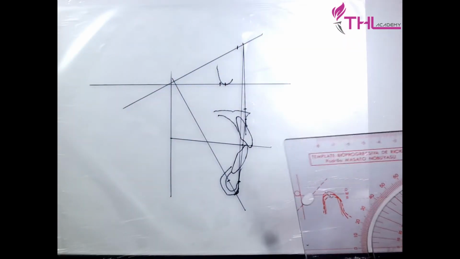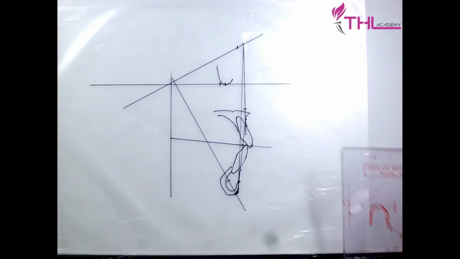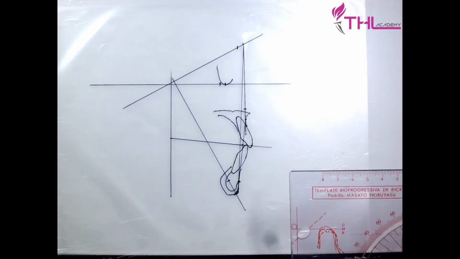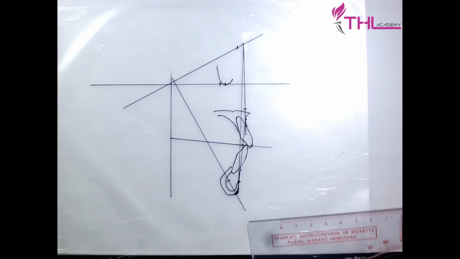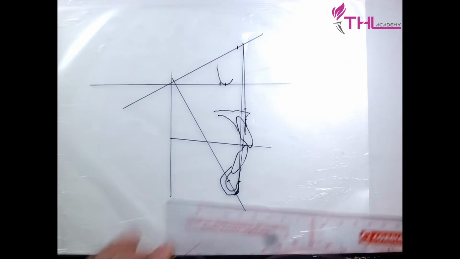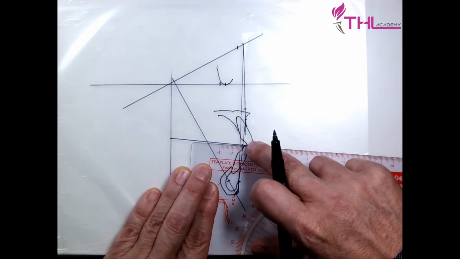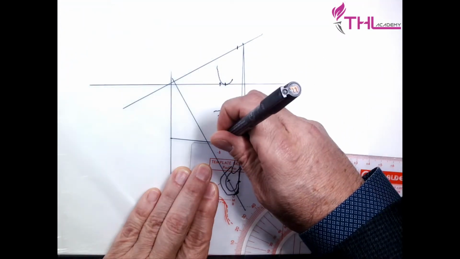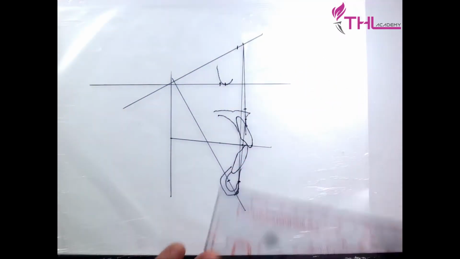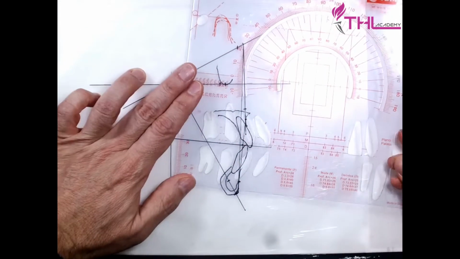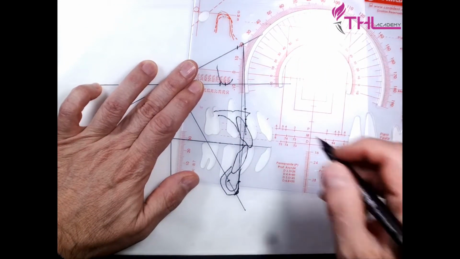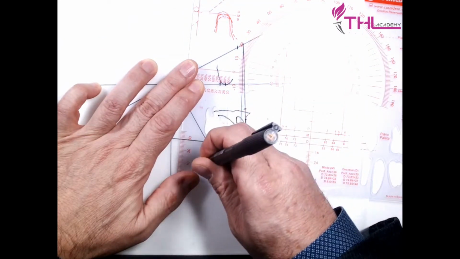Now comes something very easy. When I do extractions, what is the lower arch depth? Normally it's very close to 20 millimeters. So I put this in the border, in the edge of the lower, and I do a mark here, 20 millimeters backward. Then I put the lower molar here at the arch depth of 20 mm.